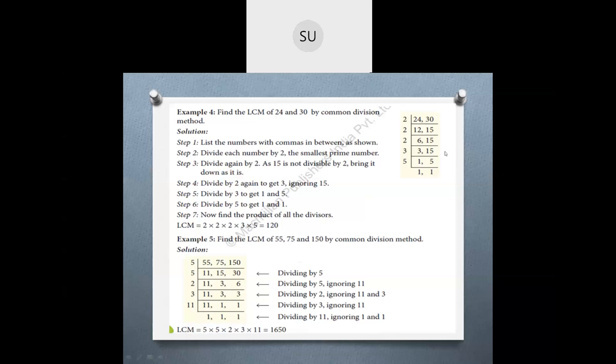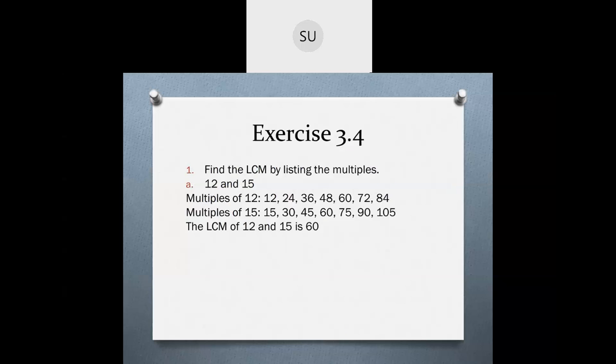Then we divide now by 3 because we cannot divide any further by 2. So 3 1s are 3, 3 5s are 15. Now 5, this 1 we will bring down and this will be 5 1s are 5. So the LCM of 24 and 30 is 2 into 2 into 2 into 3 into 5, which is equal to 120. So these are the prime factors for the LCM of the numbers. Okay, so this is how you do LCM by the common division method.